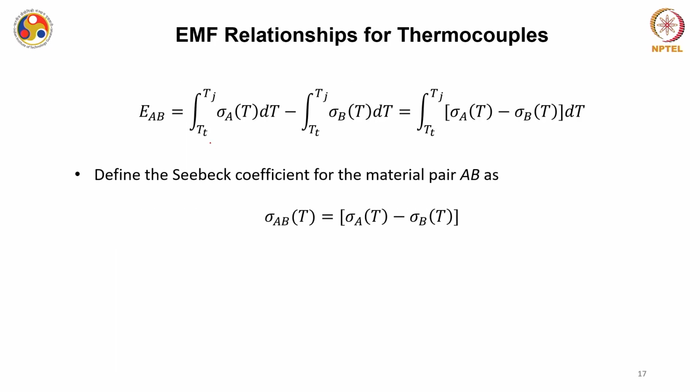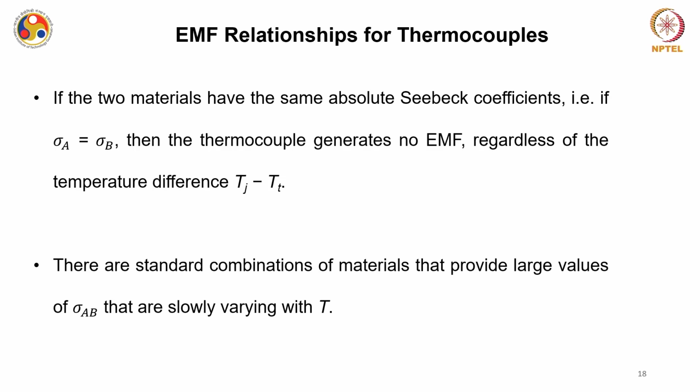So E_AB is equal to the integral from T_t to T_j of sigma_A dT minus the integral from T_t to T_j of sigma_B dT, where sigma_A and sigma_B are both functions of temperature. Now I can write this as the integral from T_t to T_j of (sigma_A minus sigma_B) dT. This defines the Seebeck coefficient of the material pair A and B. Now you can define sigma_AB as sigma_A minus sigma_B. Please note that similar to sigma_A and sigma_B, sigma_AB is also a function of temperature.